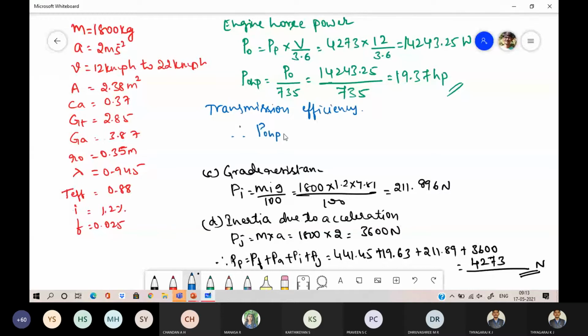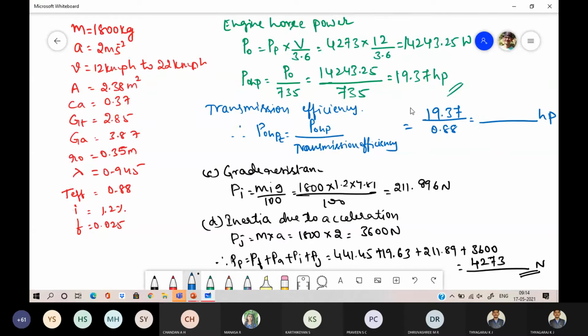Therefore, P naught HP is equal to HPT divided by the transmission efficiency. So 19.37 divided by 0.88. Check how much HP you are going to get.